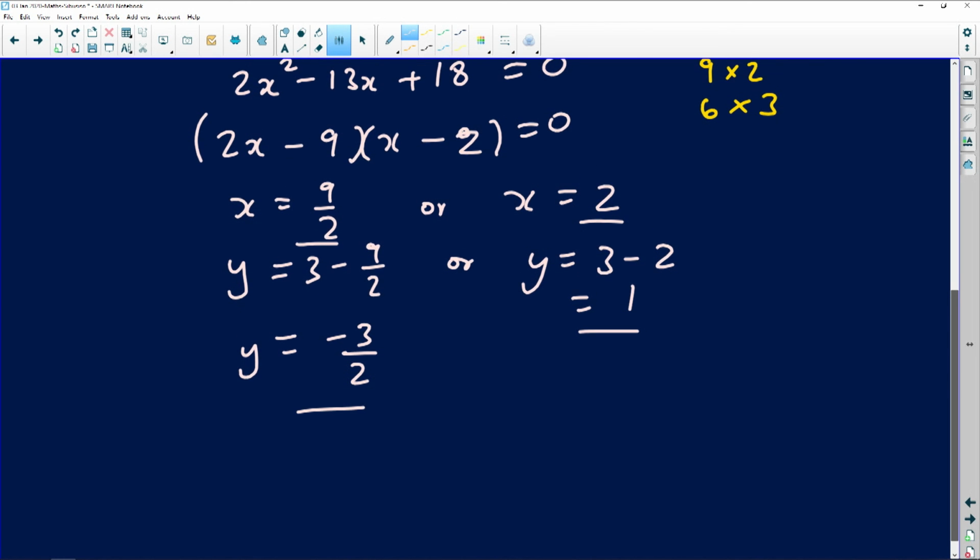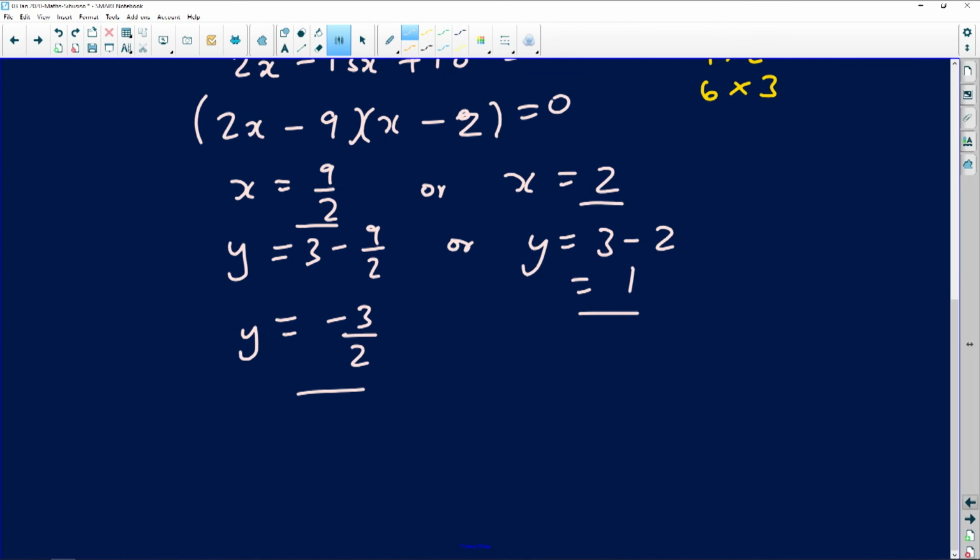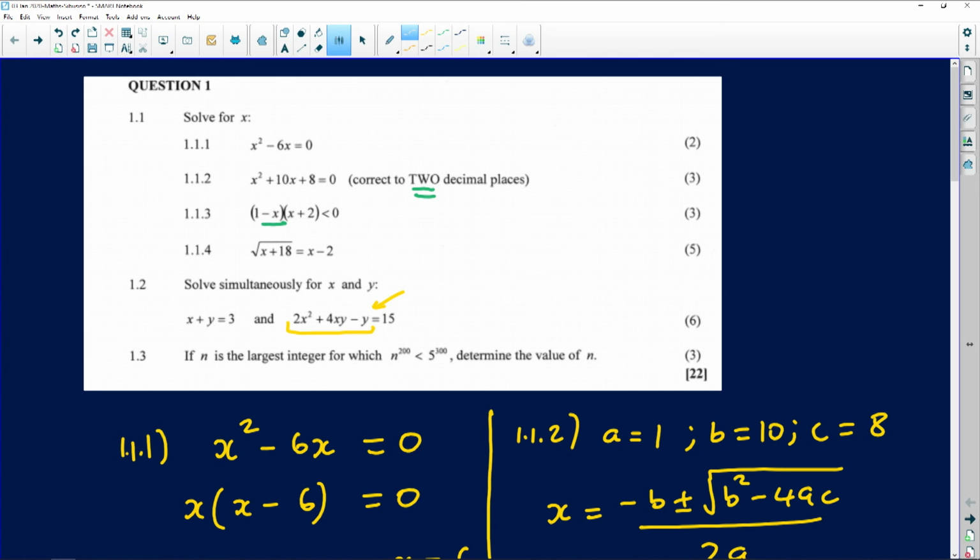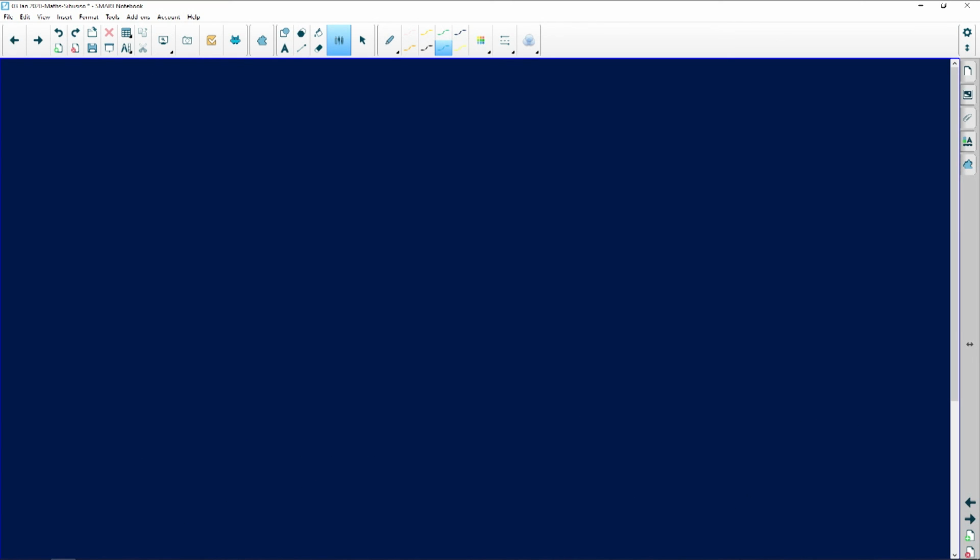Now, the last question was a very serious question, guys. Very, very serious. It's what we call problem-solving questions. They're not so easy to work with. They require you to think deep about what is in front of you. We are given that if n is the largest integer for which n to the power 200 should be less than 5 to the power 300. Okay, let's put it down. So n to the power of 200 should be less than 5 to the power of 300. So we're asking you, what is the largest integer value that will satisfy this equation?